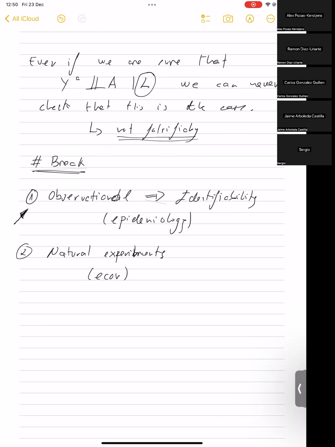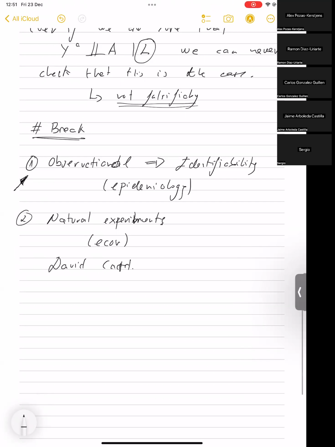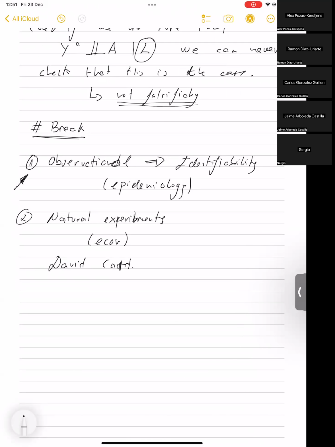Natural experiments are experiments that happen in nature that allow us to collect data that we think it is reasonable to say resemble a random assignment. And the best way to understand this is an example, which is by David Card. I think it's David, right? Yeah, David Card, who was a Nobel laureate in 2021. In the experiment, he wanted to prove whether increasing the minimum wage was a cause for an increasing unemployment rate.